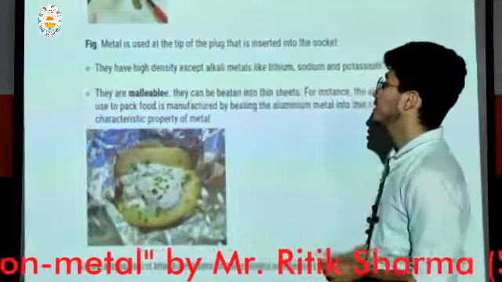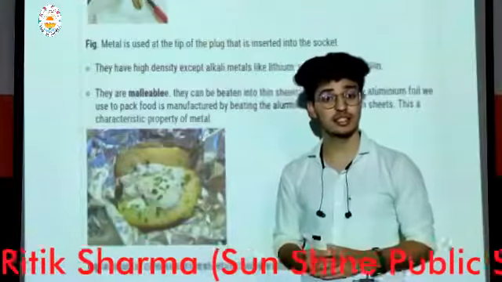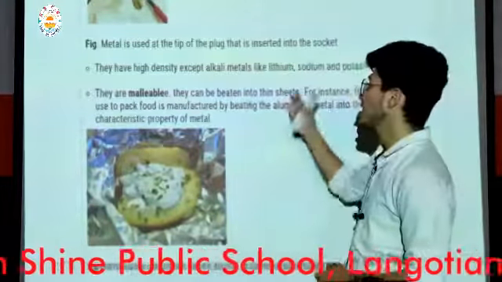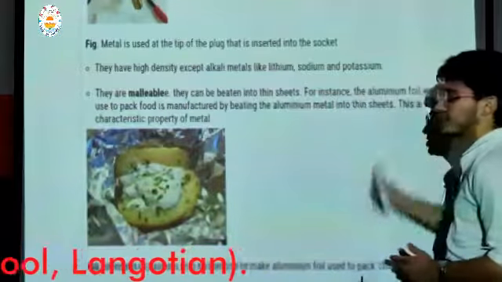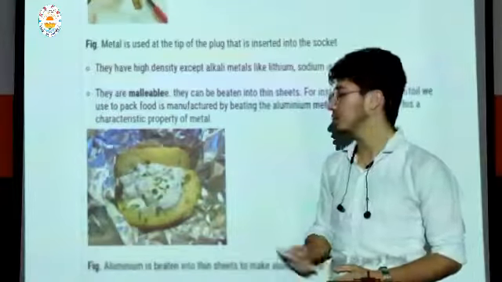They have high density. Metals have very high density. Again, the exception is alkali metals like lithium, sodium and potassium. They have very low density.